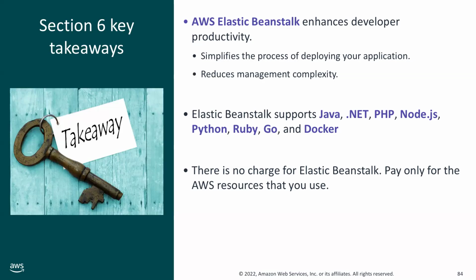Elastic Beanstalk supports the following languages, as you can see in the slide: Java, .NET, PHP, Node.js, Python, Ruby, Go, and Docker. The good thing is it's free. There's no charge for Elastic Beanstalk. Pay only for the AWS resources that your application is actually using.